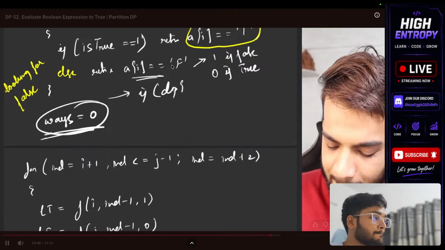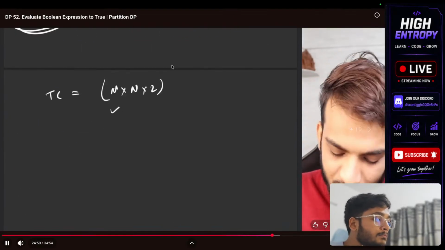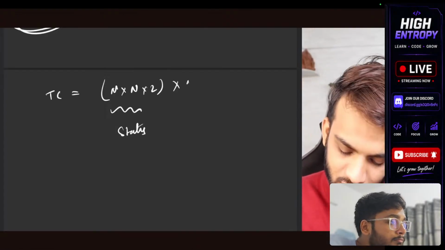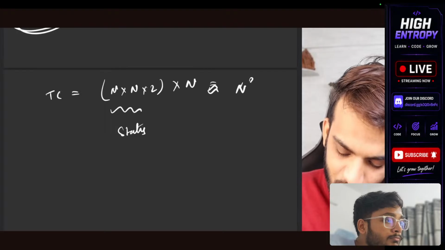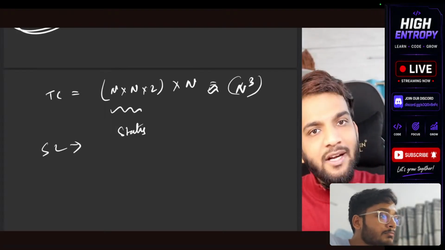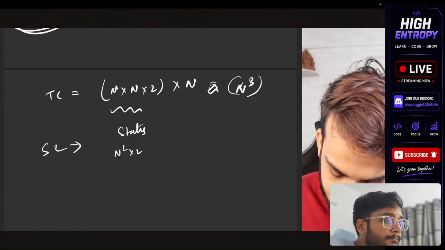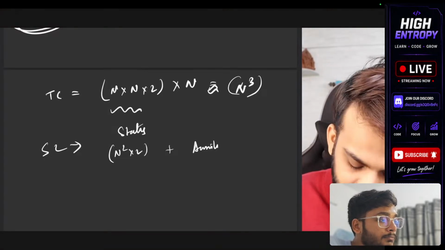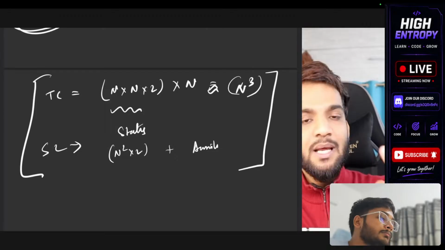With that dp, you will end up with n into n into 2, the number of states that you're using. Inside every state, you're running a for loop for the partition to be made. So this is almost near about n cube. What about the space complexity? You're trying to memoize it in n square into 2 plus an auxiliary stack space. So this will be the time complexity and space complexity. In the next step, we'll try to code this up.